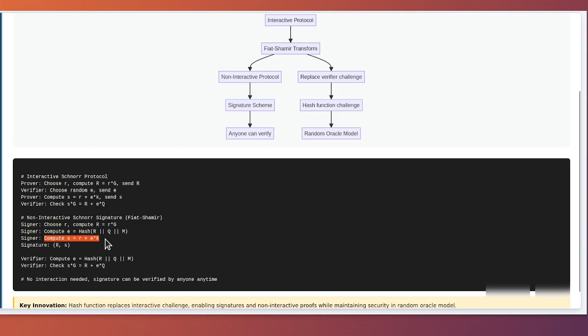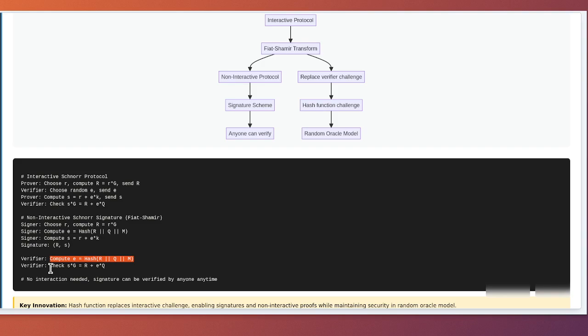The Fiat-Shamir transform turns our interactive protocol into a signature scheme. The proof R and S is essentially a signature on the message, which could be empty or an actual message being signed. This is exactly how Schnorr signatures work. A Schnorr signature on a message M consists of R and S, where E equals hash of R concatenated with Q concatenated with M.